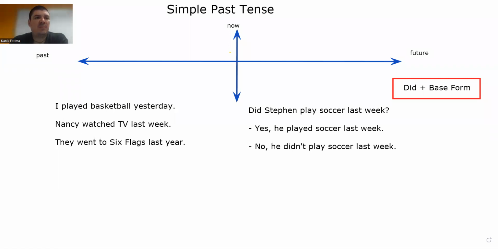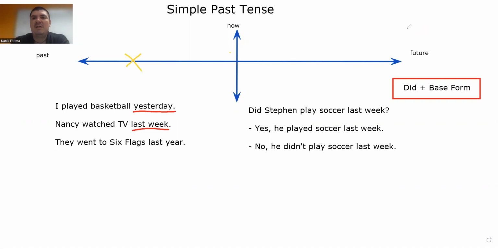The next verb tense we're going to look at is simple past tense. Simple past tense is an event that started in the past and finished in the past. So, for example, I played basketball yesterday. Again, look at your time words to help give you a clue on when we're talking about. Here, I see yesterday. I played basketball yesterday. Or Nancy watched TV last week.